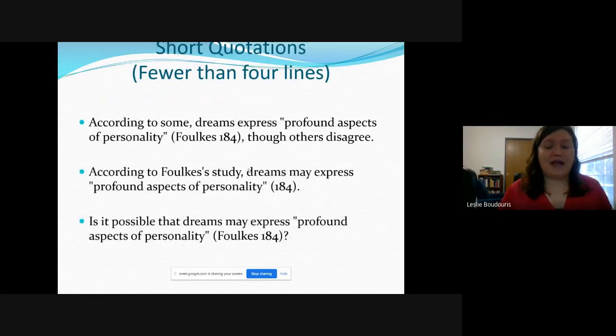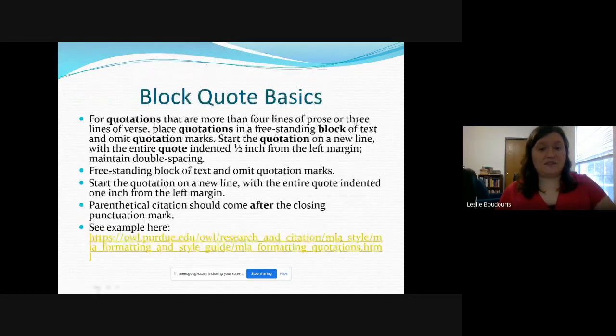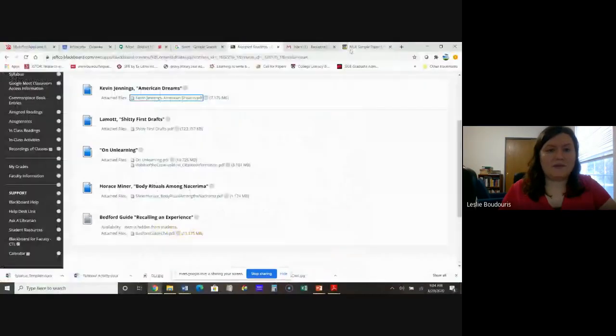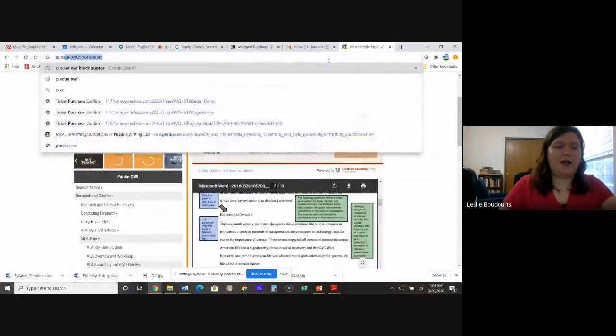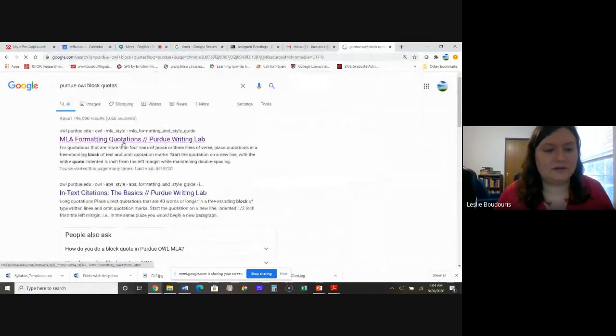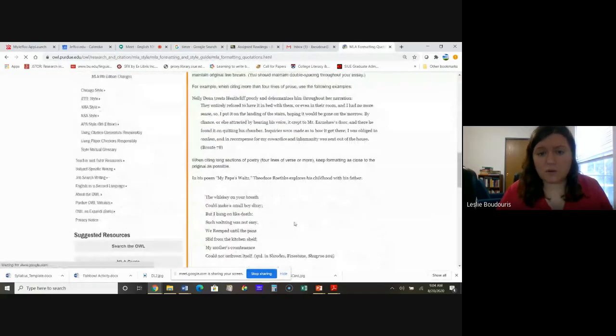A few other things for essays. If you have a shorter quotation, this is what you might commonly see: fewer than 4 lines. You're going to have that quote in just a single line. If you have a block quote of more than four lines, it's going to look a little bit different. I took it down in preparation to look at a works cited page. This is what a longer quote would look like.